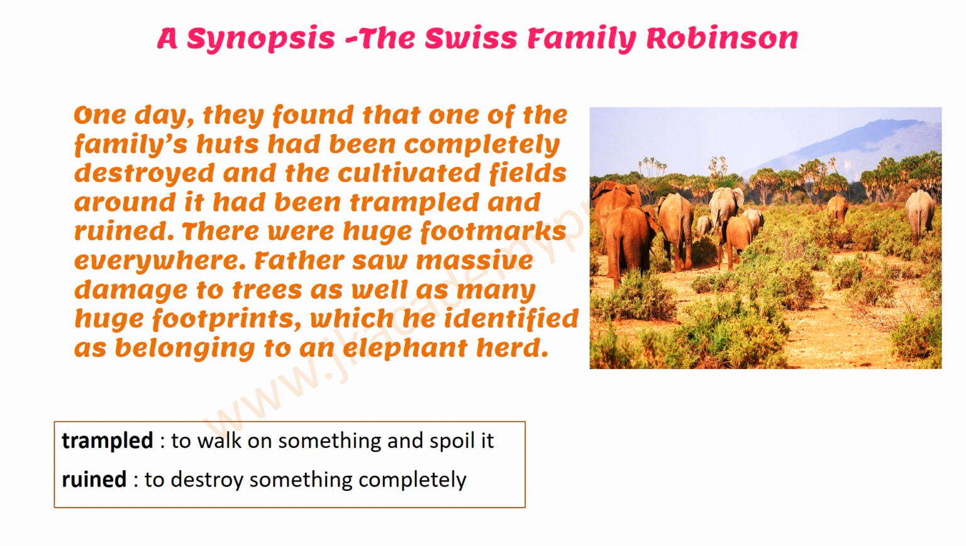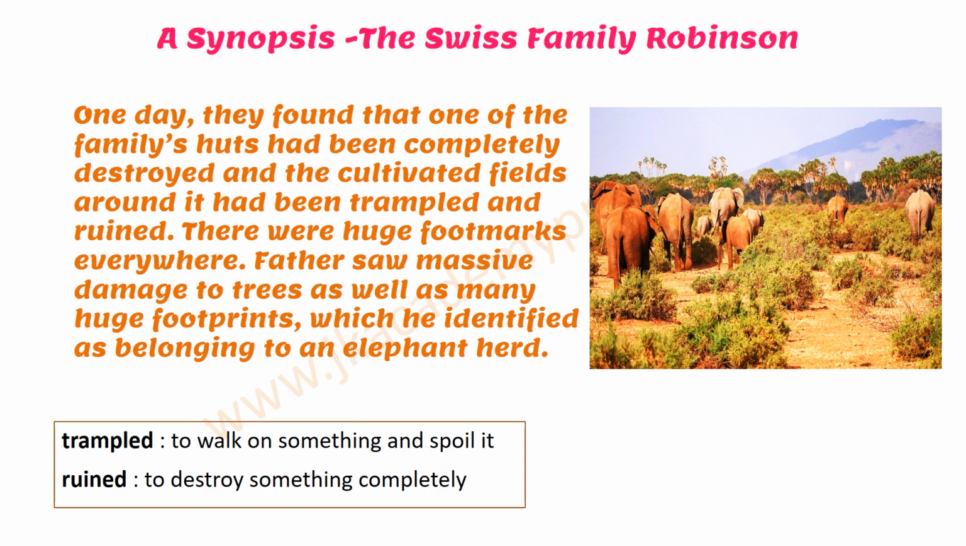Father saw massive damage. Massive means great damage to trees as well as many huge footprints. So father started finding out the reason behind this destruction. He went looking, and he saw that there was great damage to the trees as well. And there were big footprints which he identified as belonging to an elephant herd. That means a group of elephants, a herd of elephants, had passed by that place and destroyed everything.